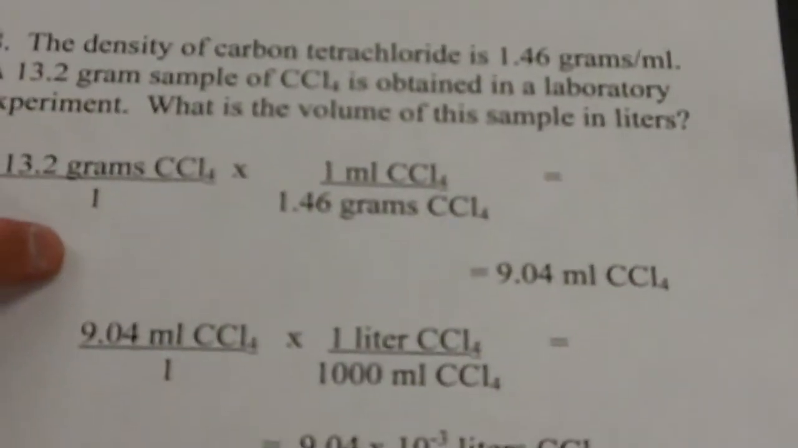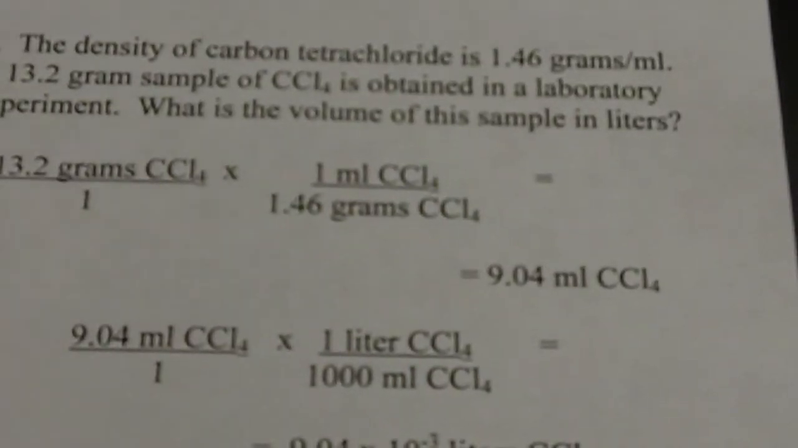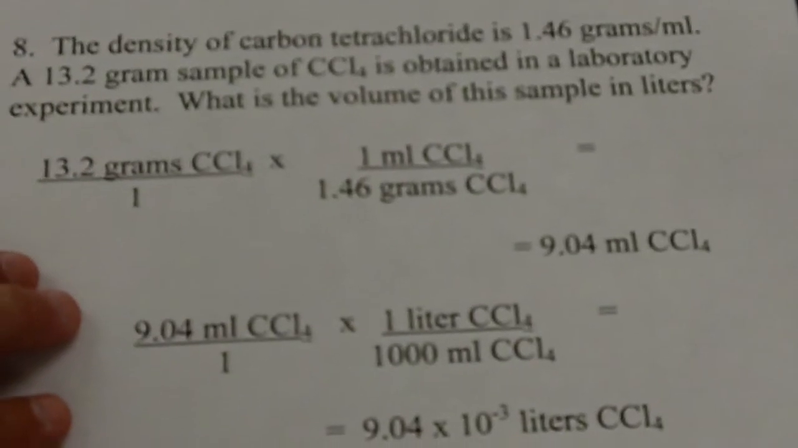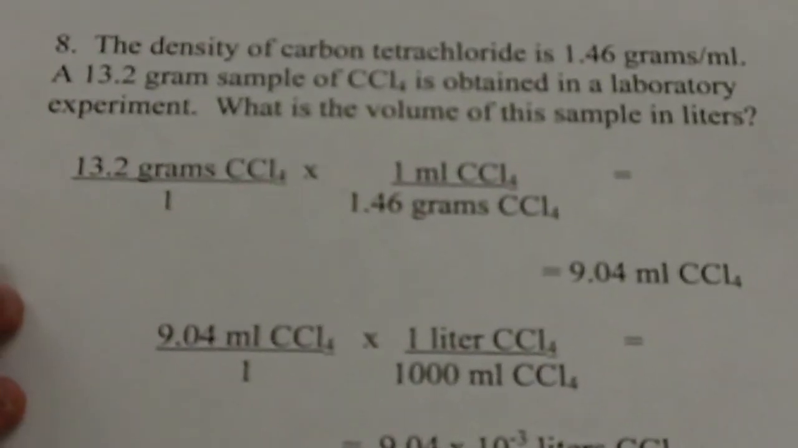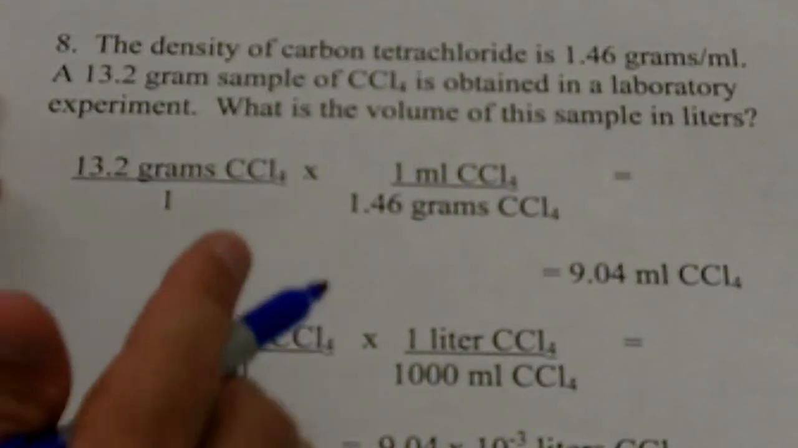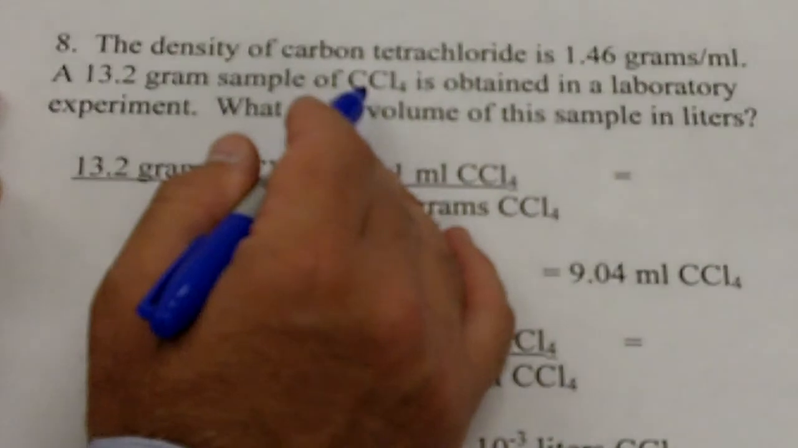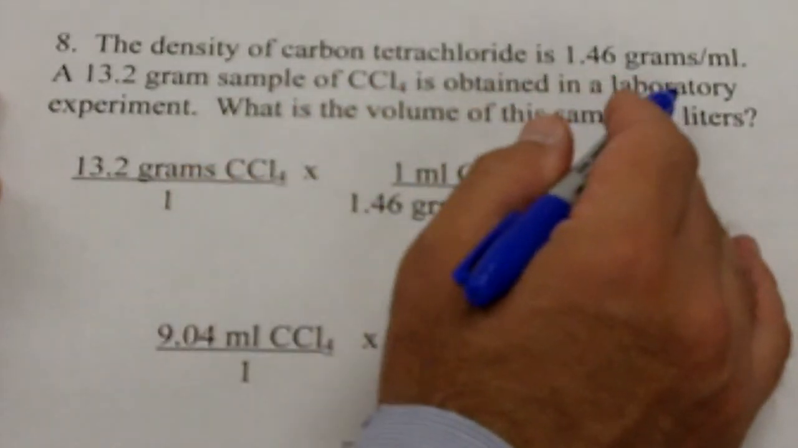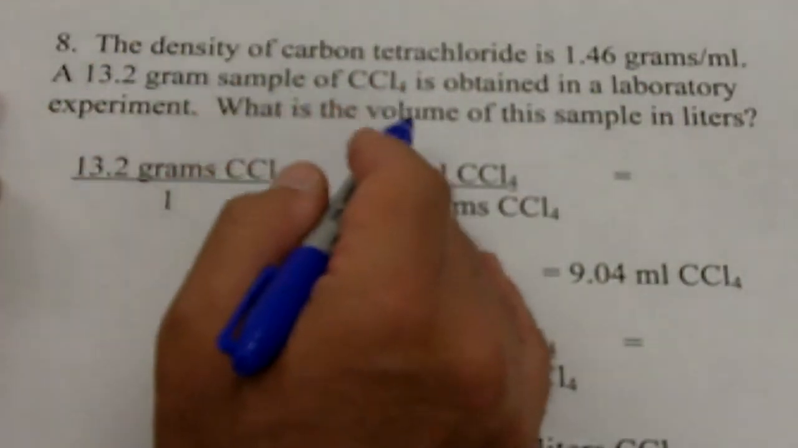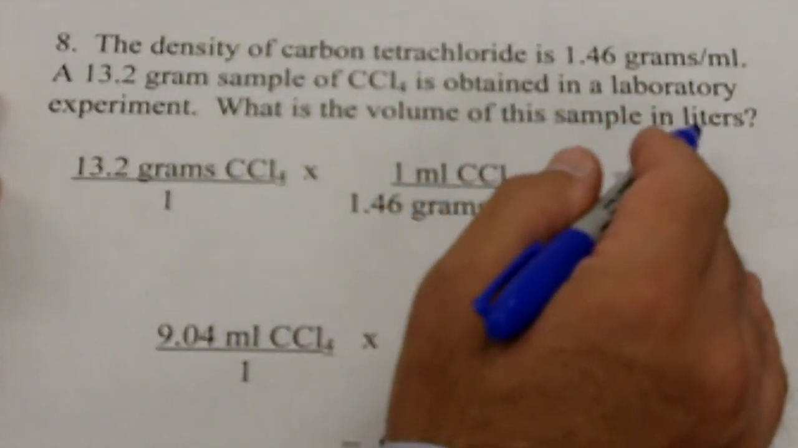Let's take a look at the next problem. The next problem says this. It says the density of carbon tetrachloride is 1.46 grams per milliliter. Okay? 1.46 grams per milliliter. It says a 13.2 gram sample of CCl4 is obtained in the laboratory experiment. What is the volume of this sample in liters?